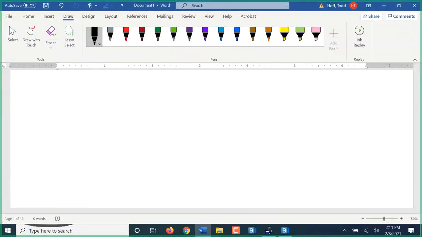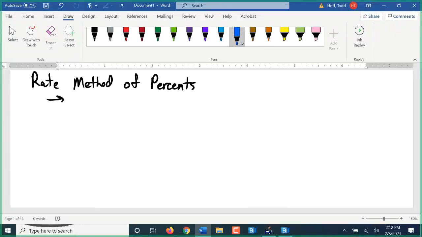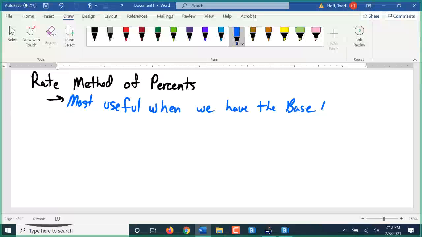So today I promised we would do some applications of percent. And most specifically, that rate method of percents. Remember, the rate method of percents we said was most useful when you have the base amount. Remember, the base amount is that amount that all the other amounts are based off of.